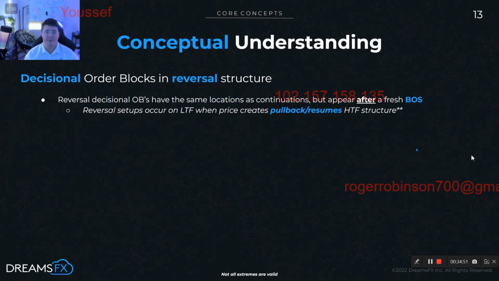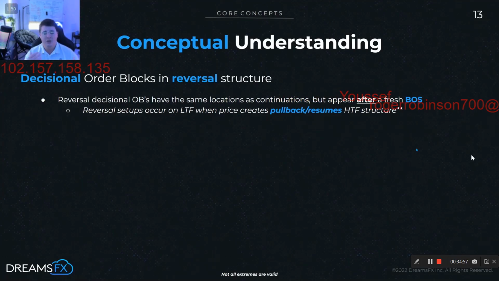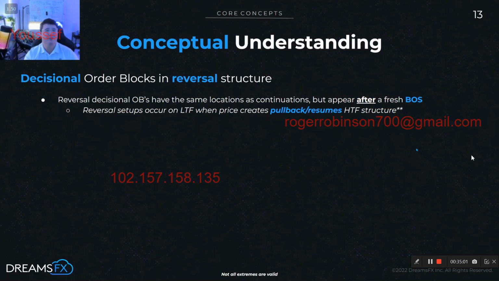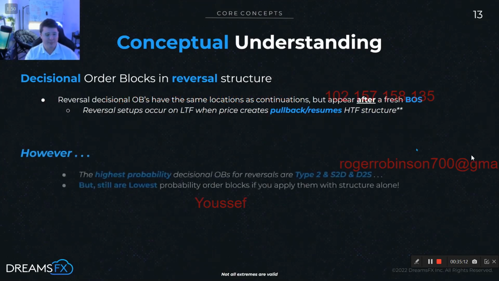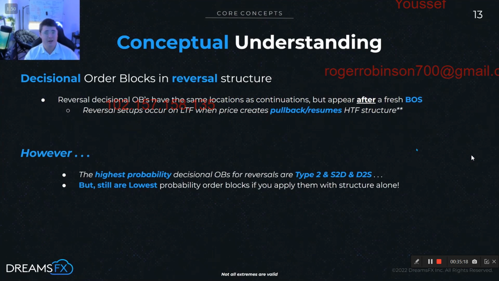If you're bearish on the higher time frame and you see a BOS on the internal trend and price starts to develop bullish structure on a 5-minute within a 1-hour sell range, just know that's a pullback for then price to resume structure once it breaks structure on that 5-minute again to resume the 1-hour trend. So just know, it's always important to know that reversal trading is always going to be much riskier, and just stay in the direction of the trend. However, the highest probability decisional order blocks for reversals are the type 2 and another type of order block that we call S2D and D2S order blocks.